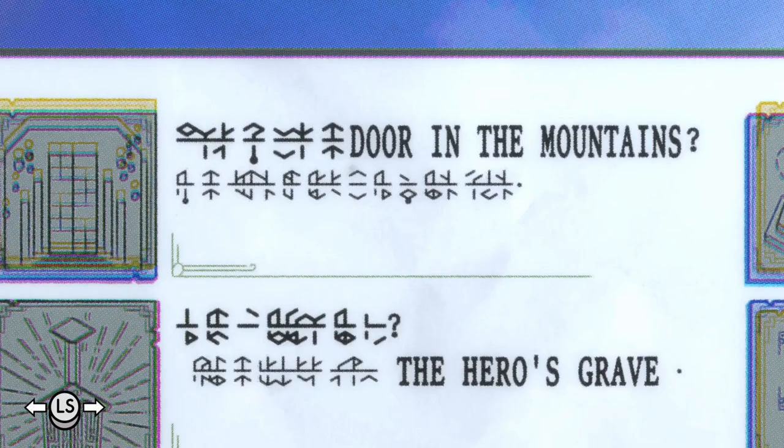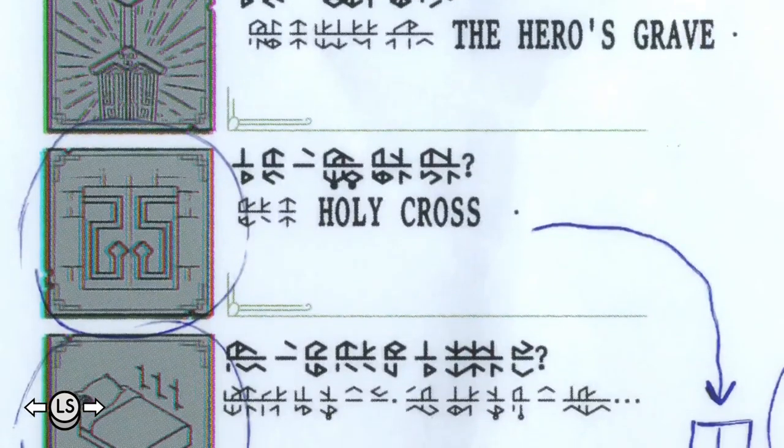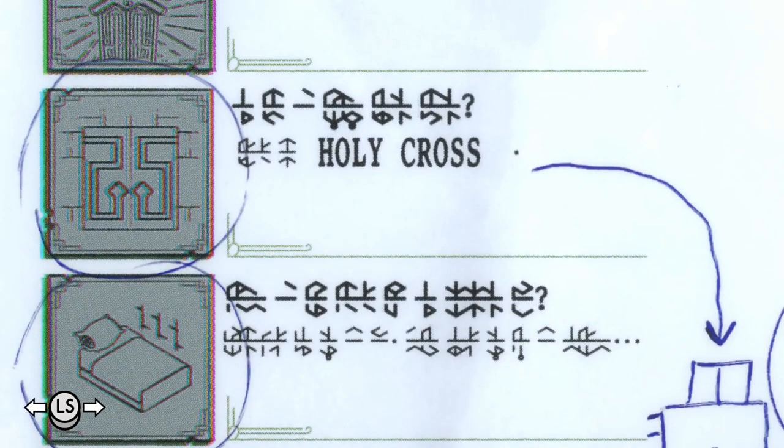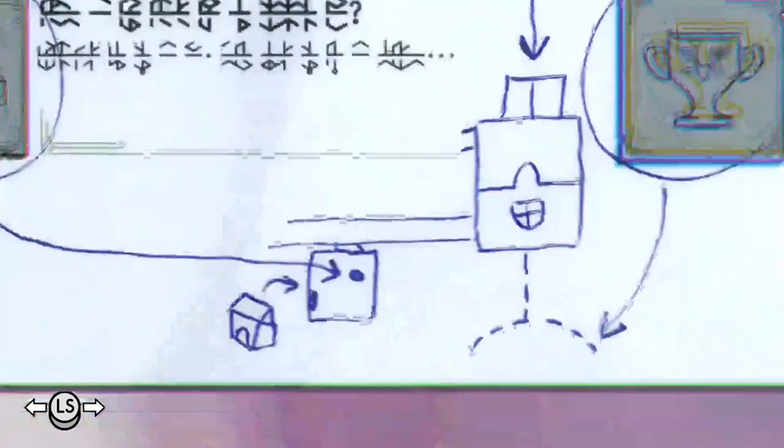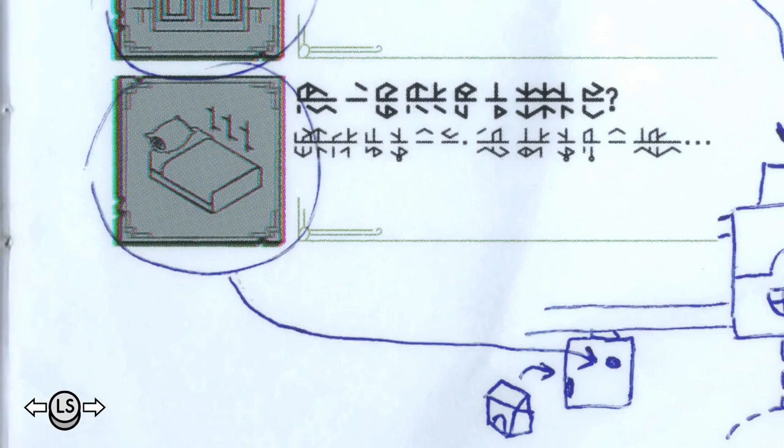What's up with the door in the mountains? All the clues you seek are here in the ages. Figuring that out. How do I defeat this error? Gather the relics from the hero's grave. I have done that. How do I open these doors? Seek the Holy Cross. And why am I giggling like that? That in there says z.